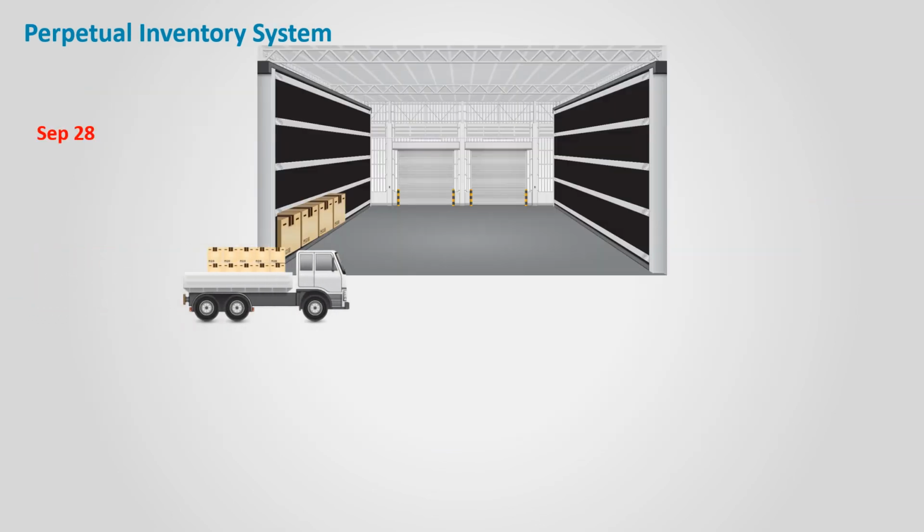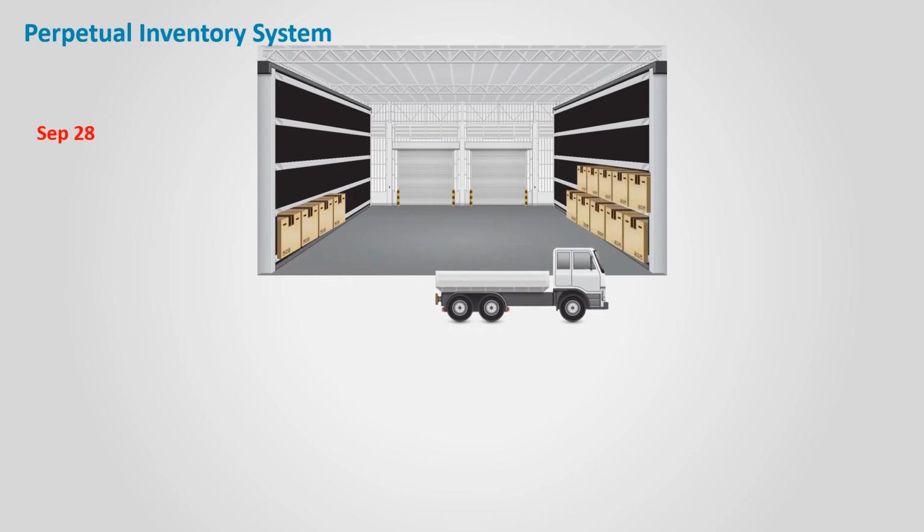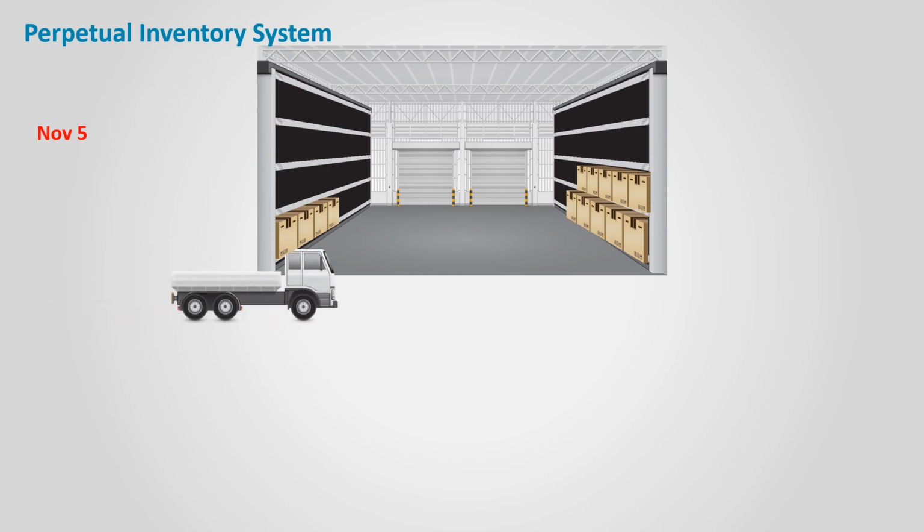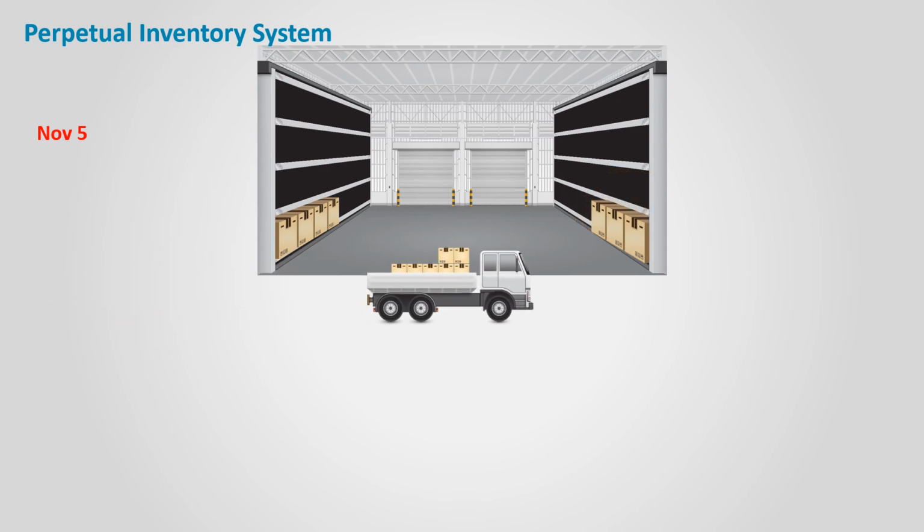On September 28th, the business purchased another 10 units for $20 each. This is recorded under the purchase section like this. Then, under the balance section, we are going to update the balance. Since the new purchase is at a different price, we again form two layers. The first is 4 units at $15 each, and the second is 10 units at $20 each, with a total value of $260. On November 5th, the business sold 7 units.